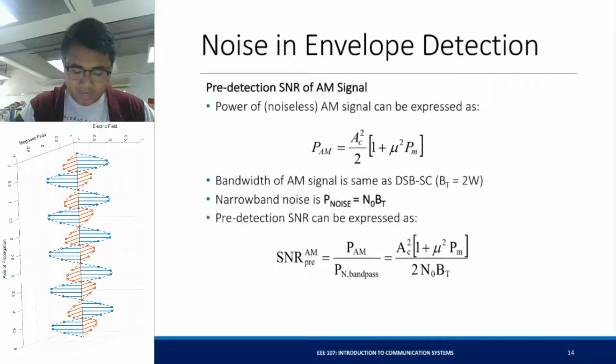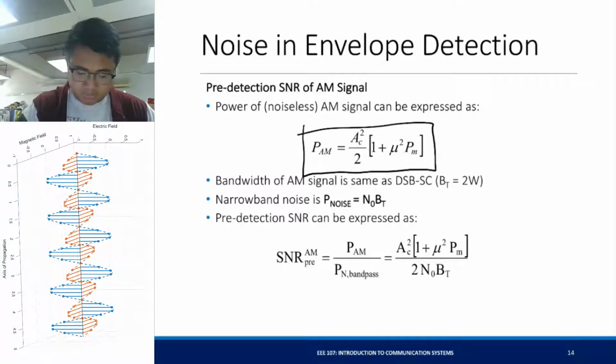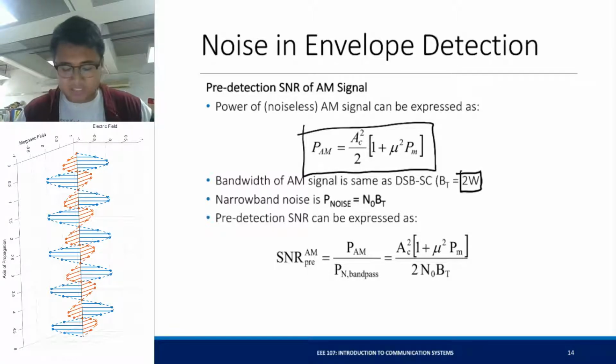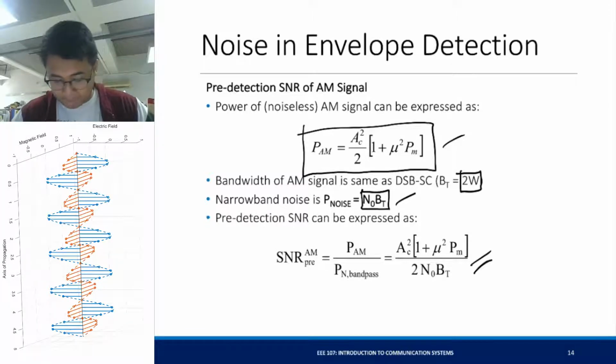So we can get the pre-detection SNR of an AM signal. The power of an AM signal, recall, is equal to this expression. The bandwidth of AM signal is the same as DSB-SC, which is equal to twice the message bandwidth. And the narrowband noise is equal to N0 times the transmission bandwidth, BT. Therefore, the pre-detection SNR is equal to this expression right here. So you just divide this by N0 BT.